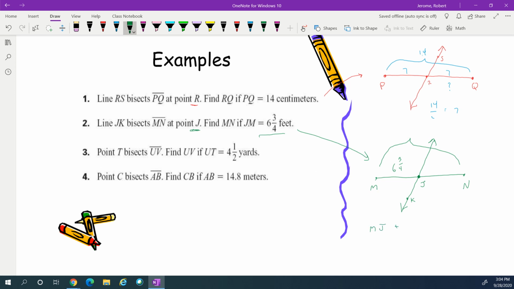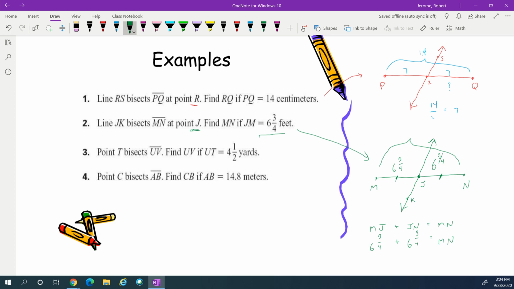MJ plus JN would equal MN. And remember, what does bisect mean? It means the two little pieces are congruent. So that means they're both 6 3/4. So I have 6 3/4 plus another 6 3/4, and that equals MN.